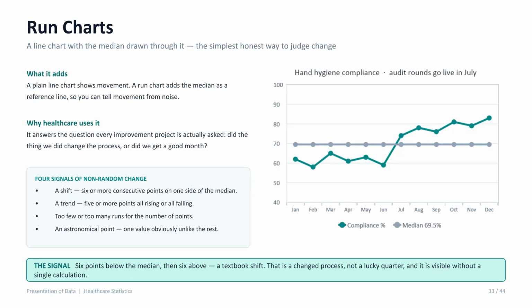Run charts take a line graph a step further by adding the median as a reference. This allows you to distinguish between random noise and meaningful changes. Look for signals like shifts, trends, or outliers to determine if your improvement project is having a real impact.